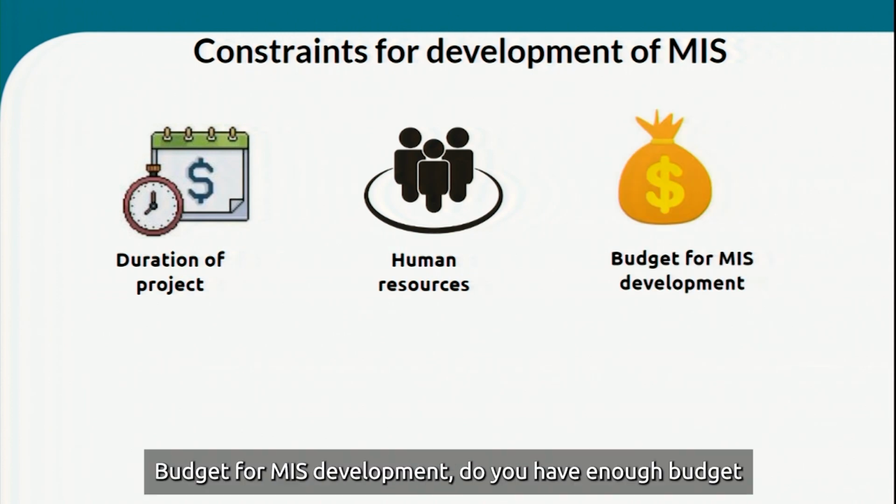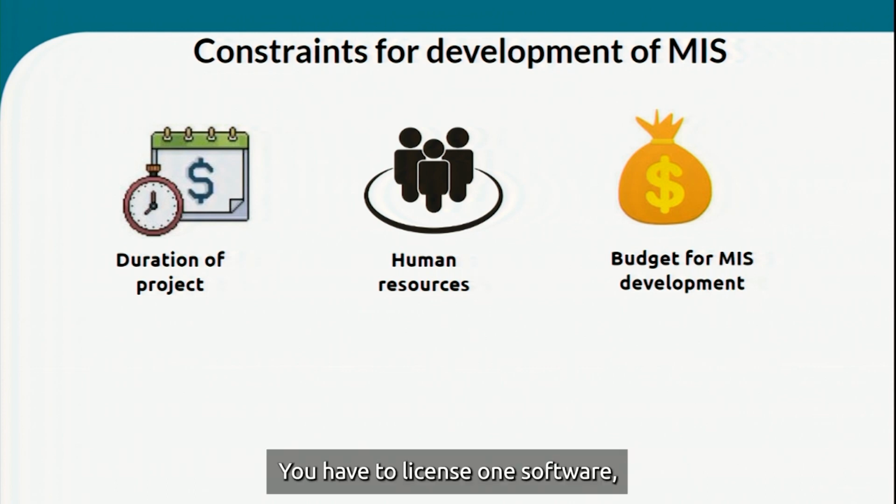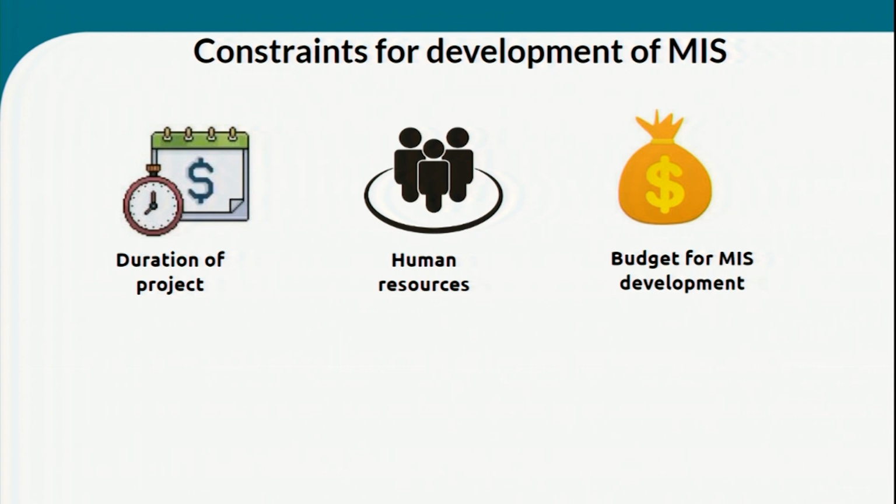Of course, budget for MIS development. Do you have enough budget? Because there is lots of licensing going on. We have to license one software, we have to license another software, so you have to think about the budget. Is the budget available to go with your robust or hi-fi kind of MIS system?